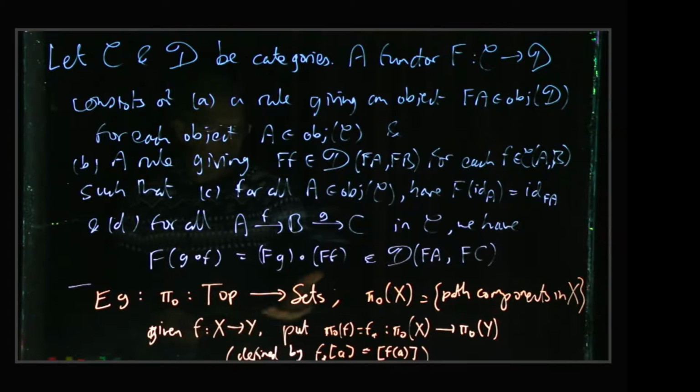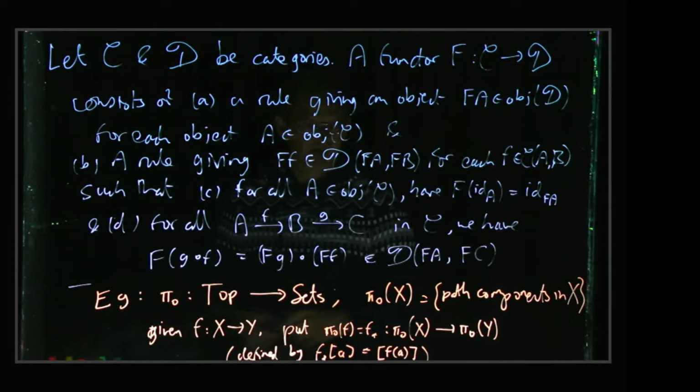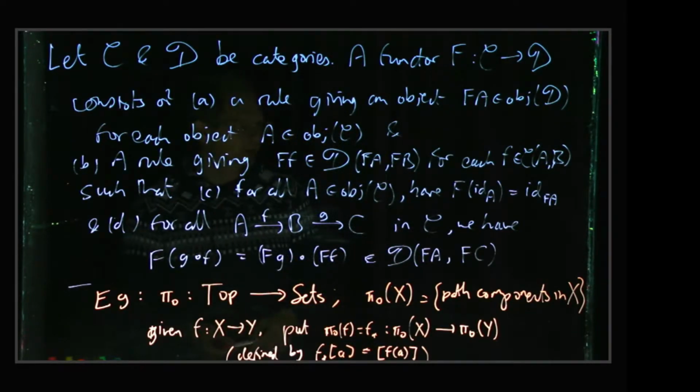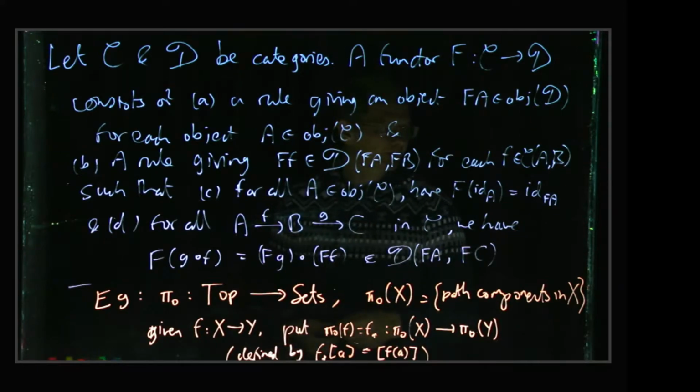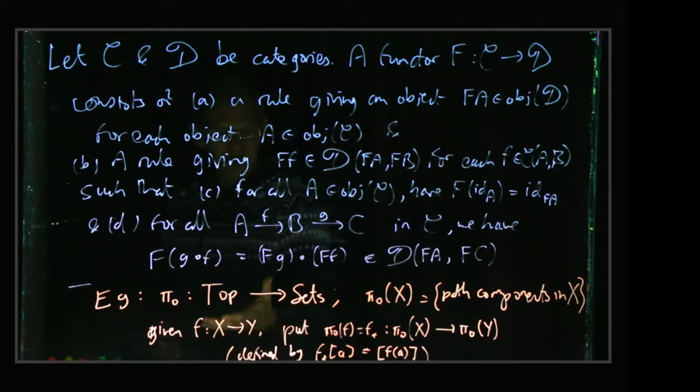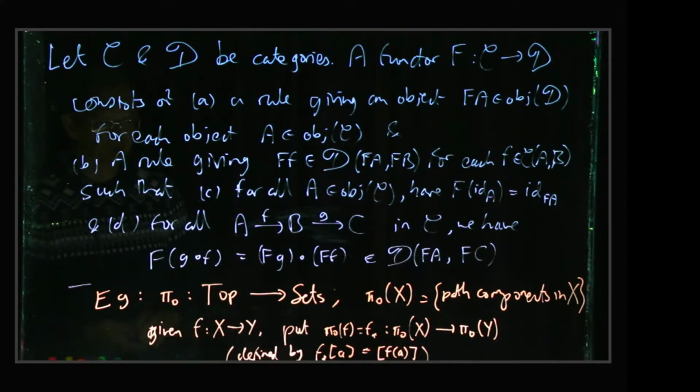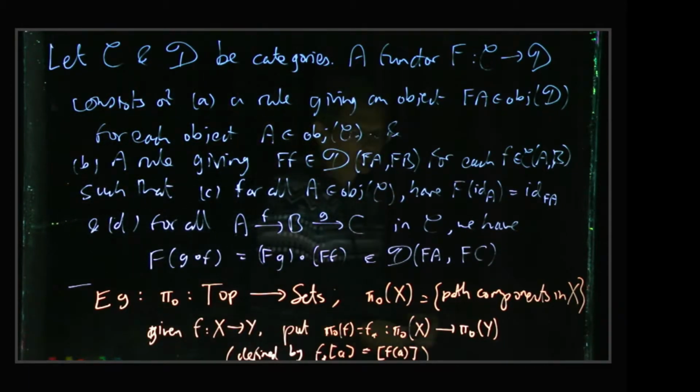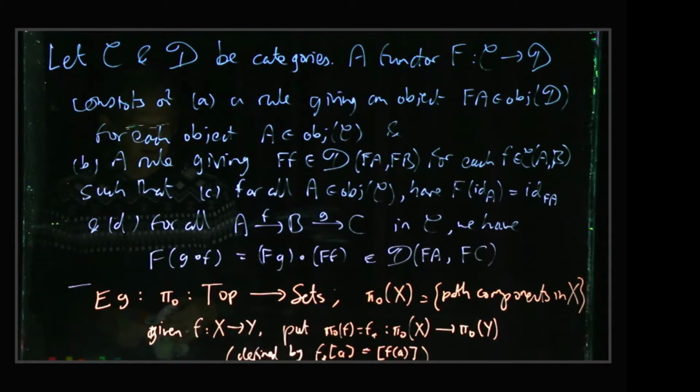And then we want to say this is a functor. To say it's a functor, we need to check that pi0 of the identity is the identity, and pi0 of g composed with f is pi0 g composed with pi0 f. And that's just the lemma that we proved at the end of the last video. So that's one example of a functor. And then we'll have a few more examples in a minute.